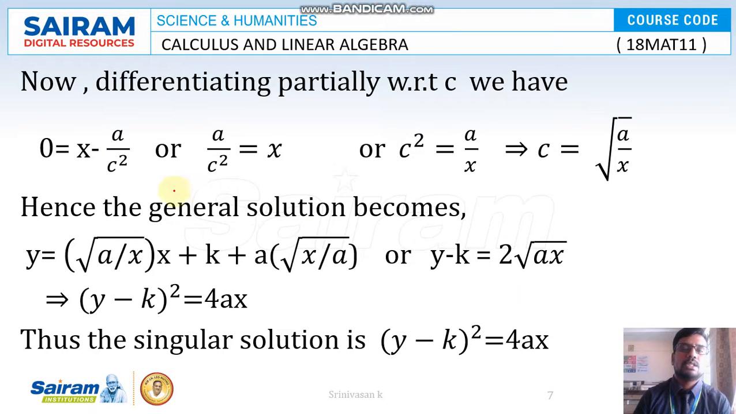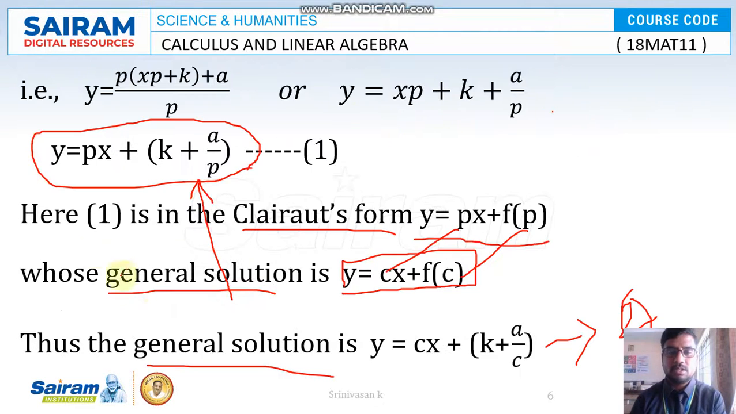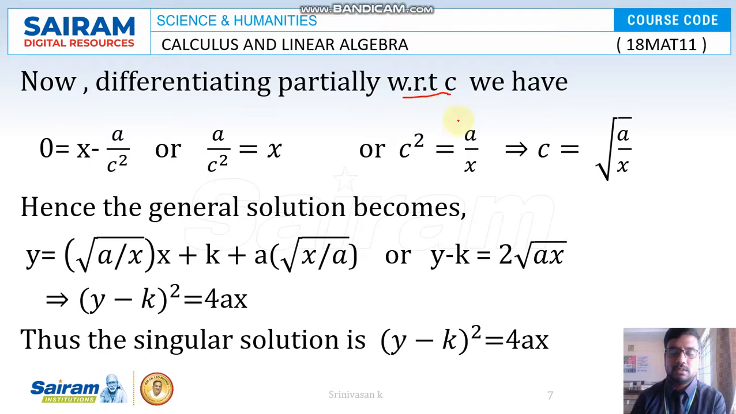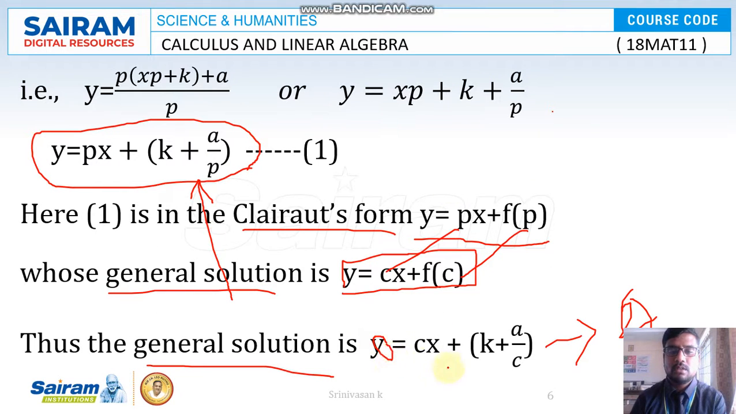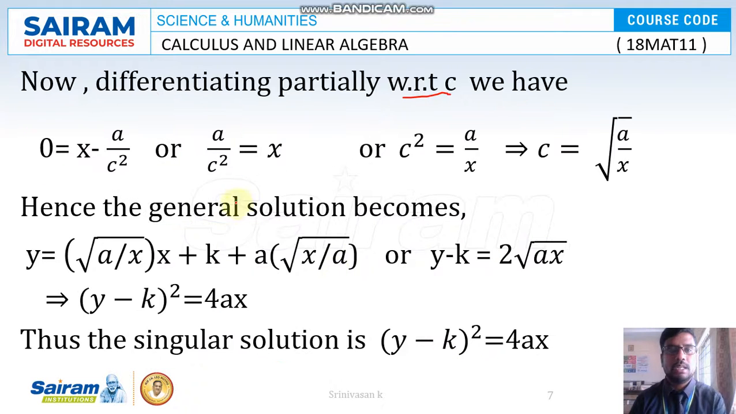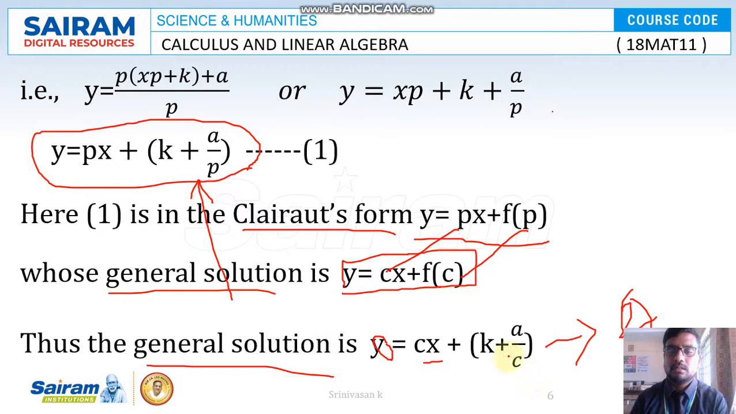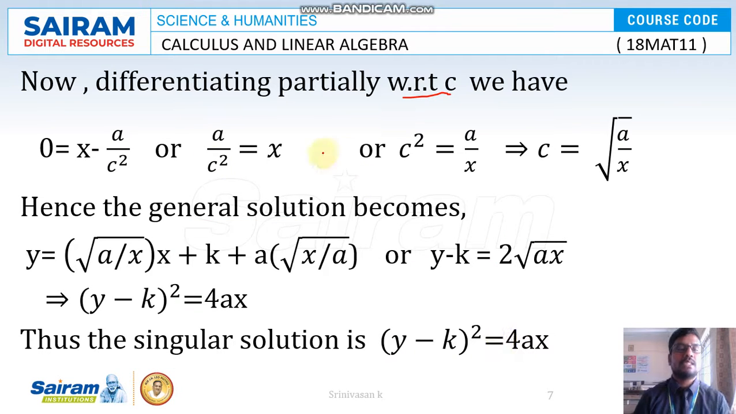Now differentiating partially with respect to c. Equation 2 differentiated with respect to c: the term y is 0, and differentiating with respect to c gives only x, minus, since k is a constant, and the term a/c differentiates to a c to the power minus 1, that is minus a divided by c square. So we get a by c square equal to x. Then c square equals a by x, so c equals root a by x.